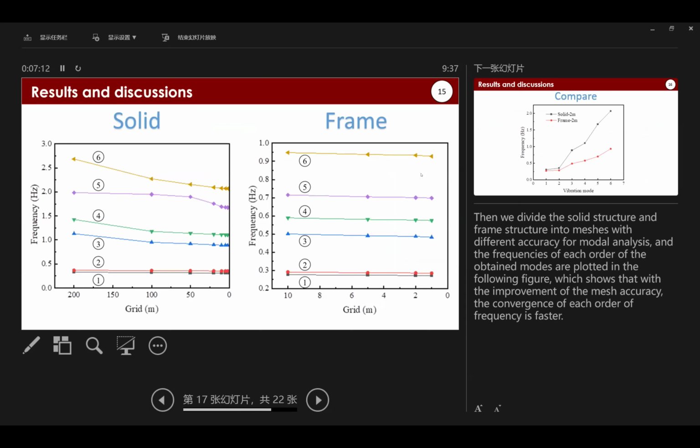Then we divided the solid structure and the frame structure into meshes with different accuracy for modal analysis, and the frequencies of each order of the obtained model are plotted in the following figure, which shows that with the improvement of the meshes here, the convergence of each order of the frequency is faster.